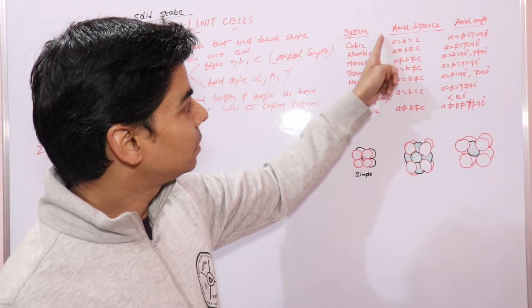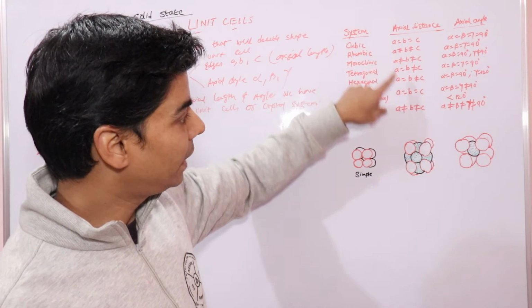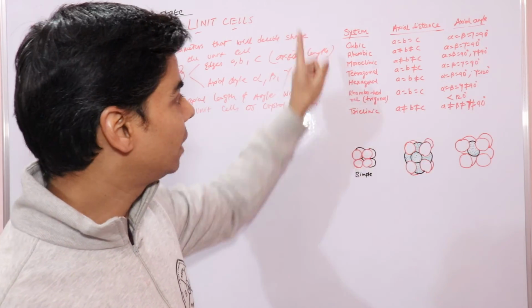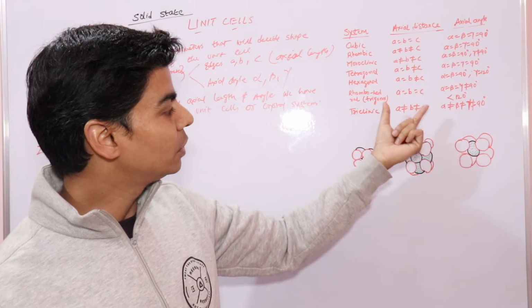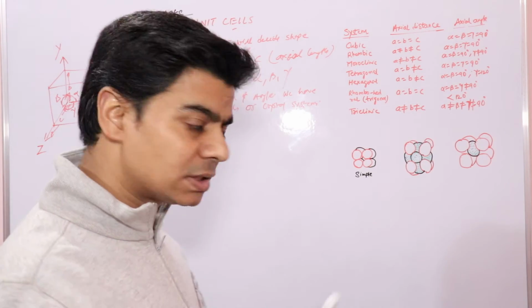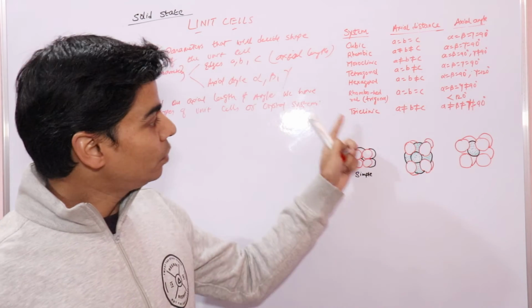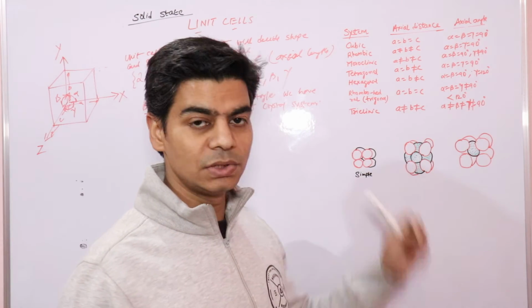You can see the axial distance and axial angle, right? Based on the axial angle and axial distance, we have seven types of unit cells, or we call these crystal systems. We also call these crystal habits. Any crystalline solid must belong to any one of these crystal systems, any one of these unit cells.